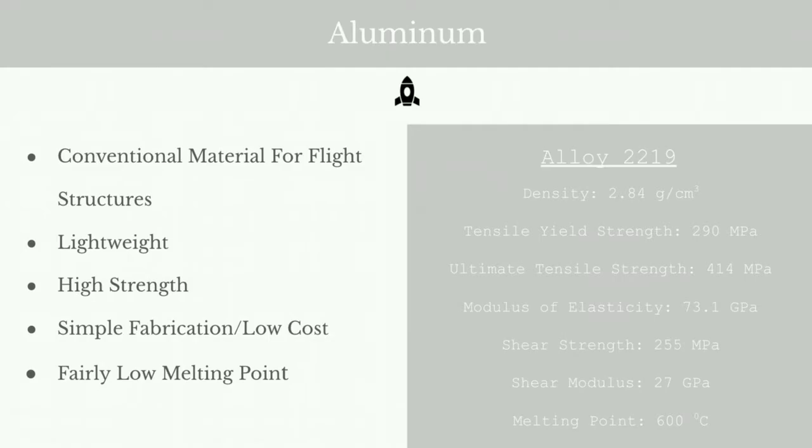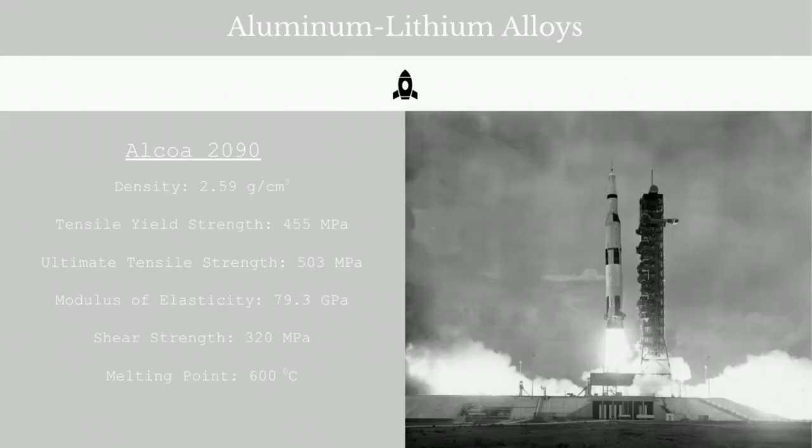Aluminum 2219 is a typical alloy used in aerospace applications, so its data on the right can be used as reference to gauge properties of other materials. Aluminum 2219 and 2014 were used extensively to construct the Saturn V and many other rockets.